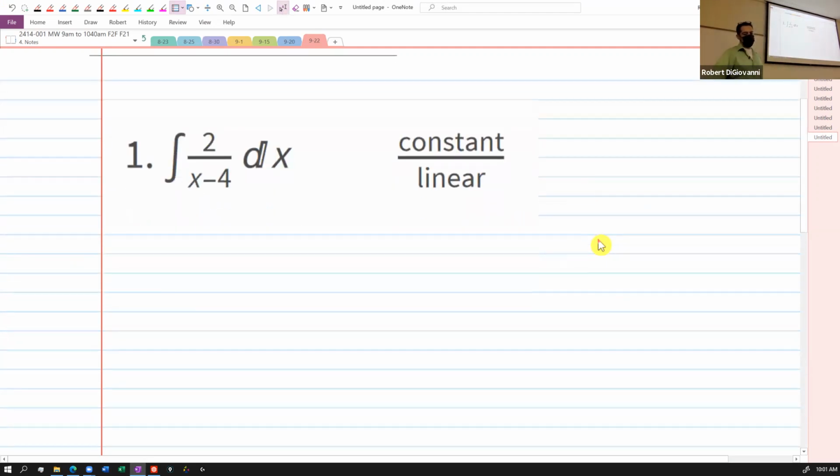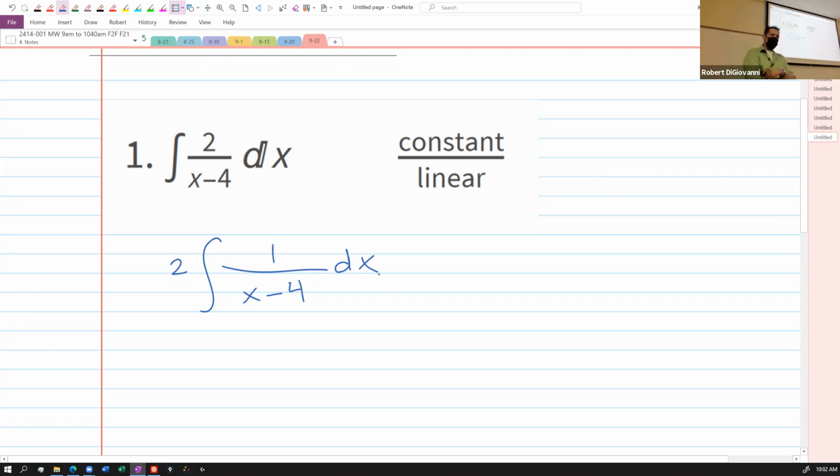So everyone look at this. This is an integral where you have a constant on top and a linear expression on the bottom. Constant on top, linear expression on the bottom. That means I can pull the constant out, right?